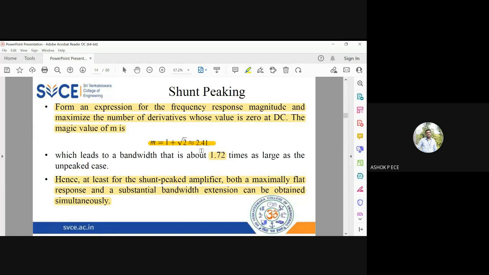So I have to satisfy two conditions. One is the peaking should be minimal and bandwidth should be maximum. So that is achieved by putting M value as 2.41, while the bandwidth increases 1.72 times.